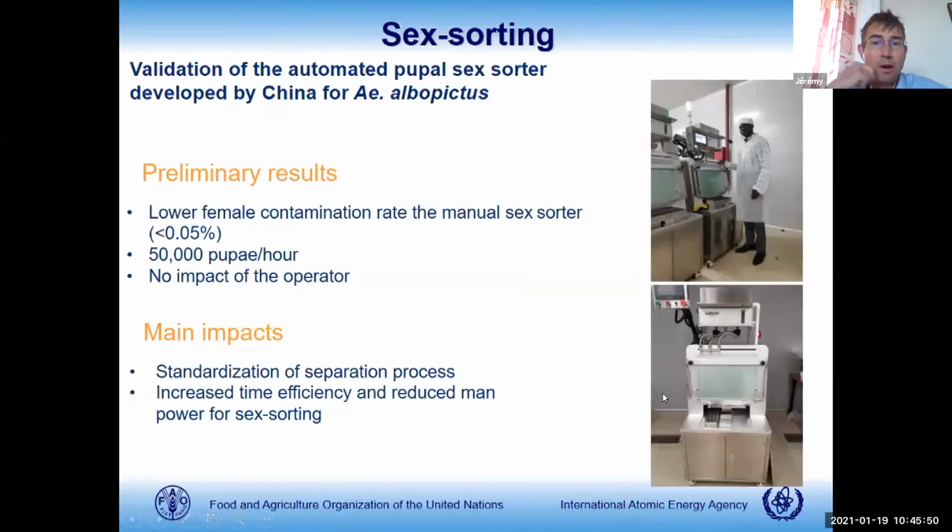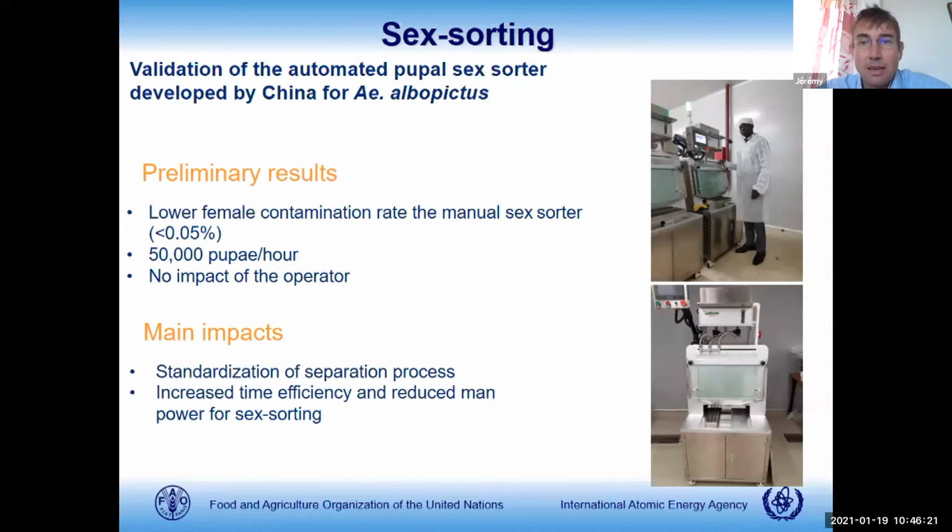Another example of research that we are doing now at the IPCL: we received this sex sorter that was also developed by Wolbachia in China. It was developed to sort Aedes albopictus infected with the Wolbachia strain. So it gave very good results with around 0.03% of female contamination in China, but it was with one single strain. So we had one in the lab.